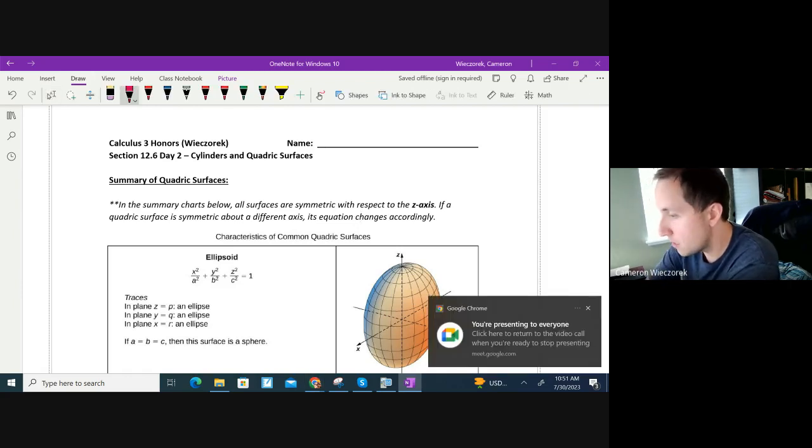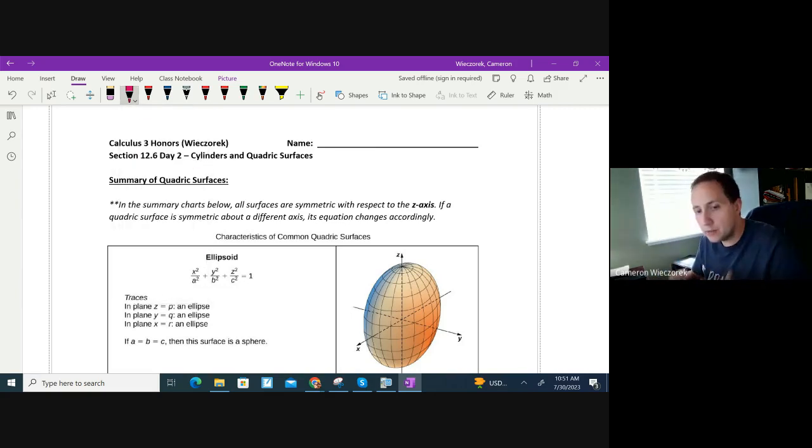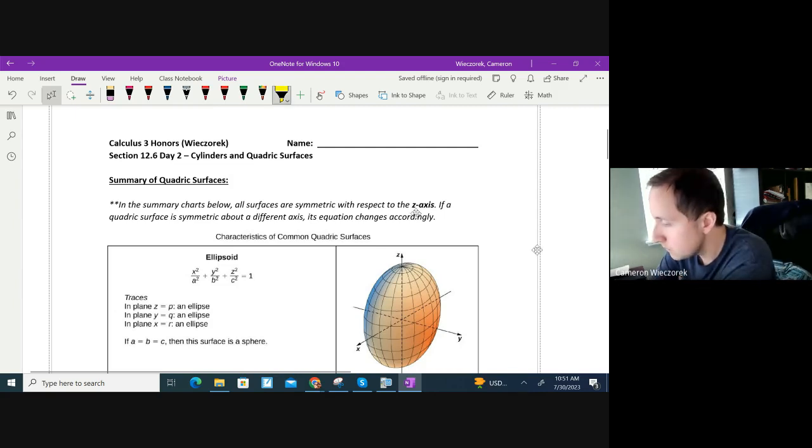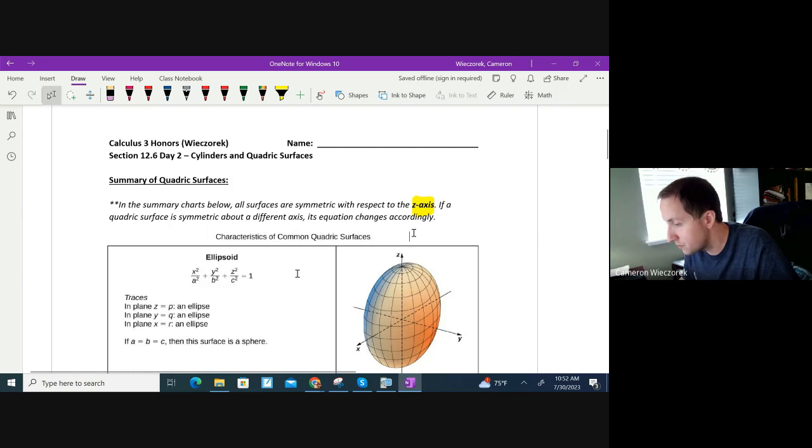A little recap from last time. One thing I now included: last time we learned by example. Here I have a chart that summarizes all the big findings, the Cliff Notes version of what we did on the first day of this section. You'll notice in the chart, it's assuming that the axis of symmetry is always the z-axis. That won't always be the case in the problems that you do, but you just change the equation accordingly if you want the axis of symmetry to be the y-axis or the x-axis. So everything in the chart assumes the z-axis is the axis of symmetry.